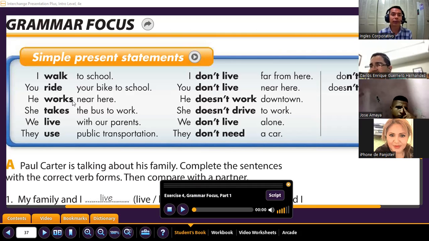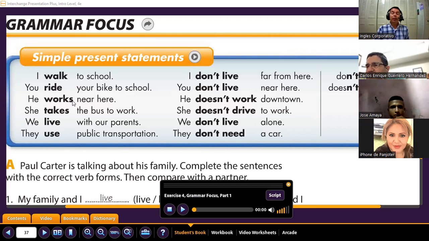¿De quién hablamos? Okay. So, there are two types of third person, right? Tenemos dos tipos de terceras personas. Singular and plural. In singular, we are going to add an S to the verb. Siempre que sea singular, la tercera persona que está fuera de la conversación, we are going to add an S. So we say, he works, she takes.